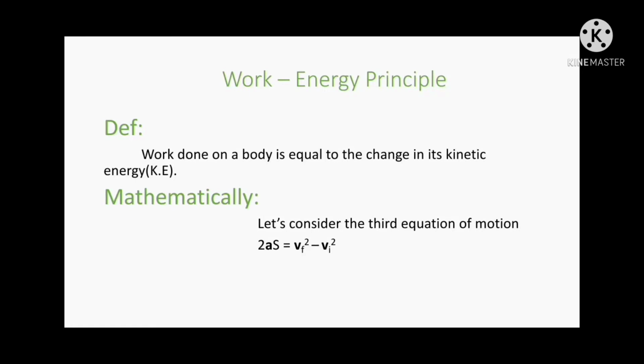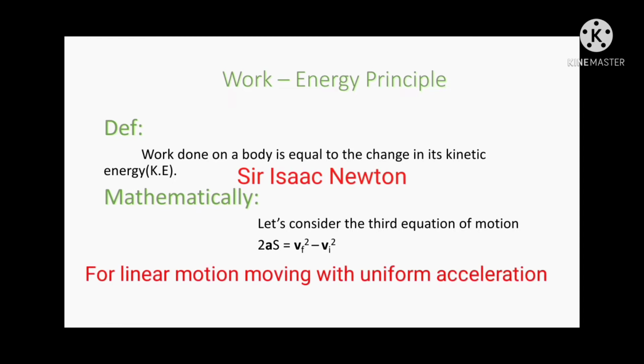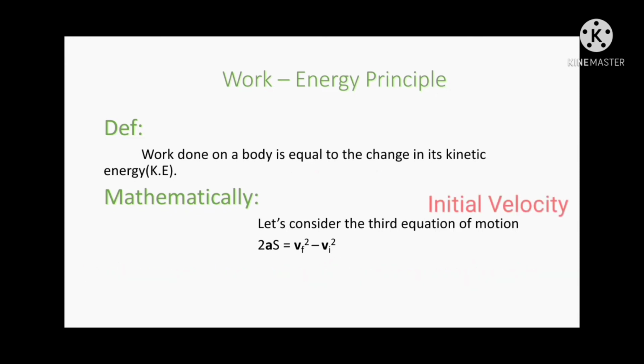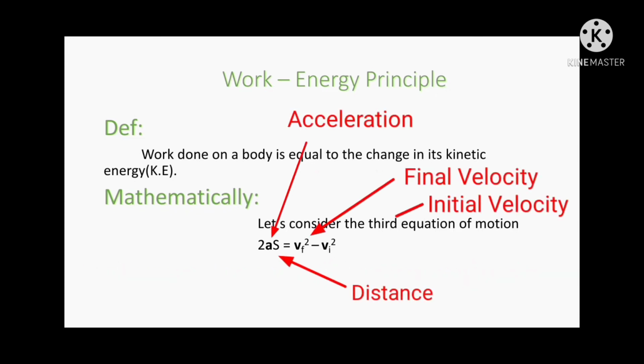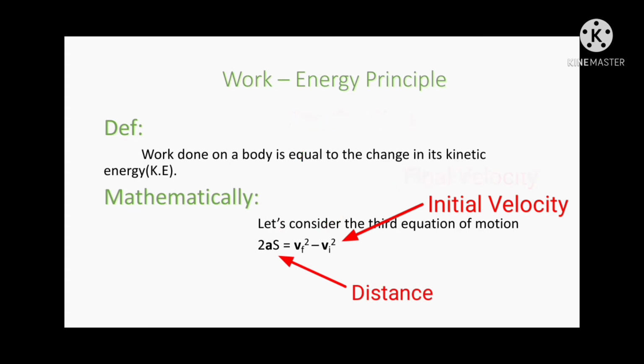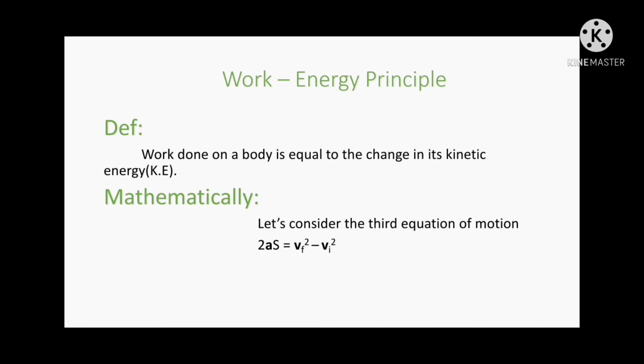Now let's discuss it mathematically. To discuss it mathematically, we have to consider the third equation of motion, which is 2as = vf² − vi². This is one of the most famous equations for linear motion moving with uniform acceleration. Here, a represents the acceleration, s represents the distance, vf represents the final velocity, while vi represents the initial velocity. Here you can see that a, vf and vi are bolded. This shows that these are vector quantities, not scalar quantities, which need direction for complete description.